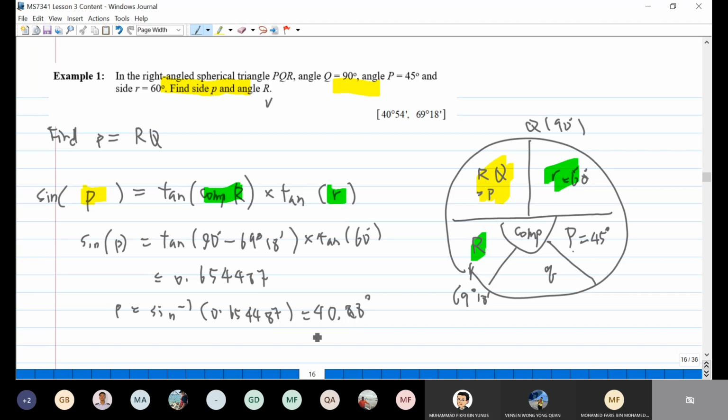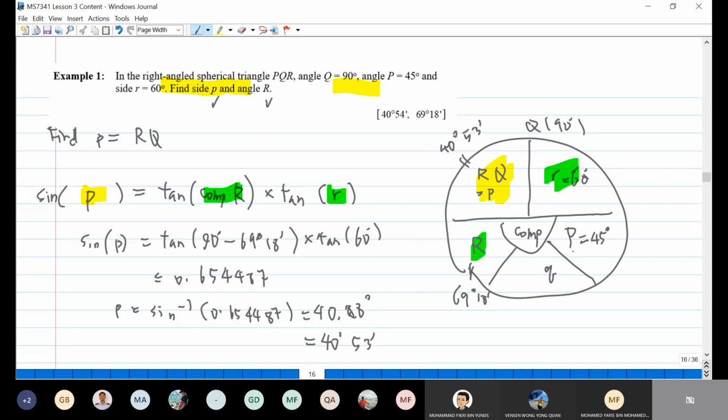Which is around, convert to degree and minute, which is actually 40 degrees 53 minutes. So the length of R cube, this one is 40 degrees 53 minutes. Right? So this is the side P. Okay, so basically I answered the question already.